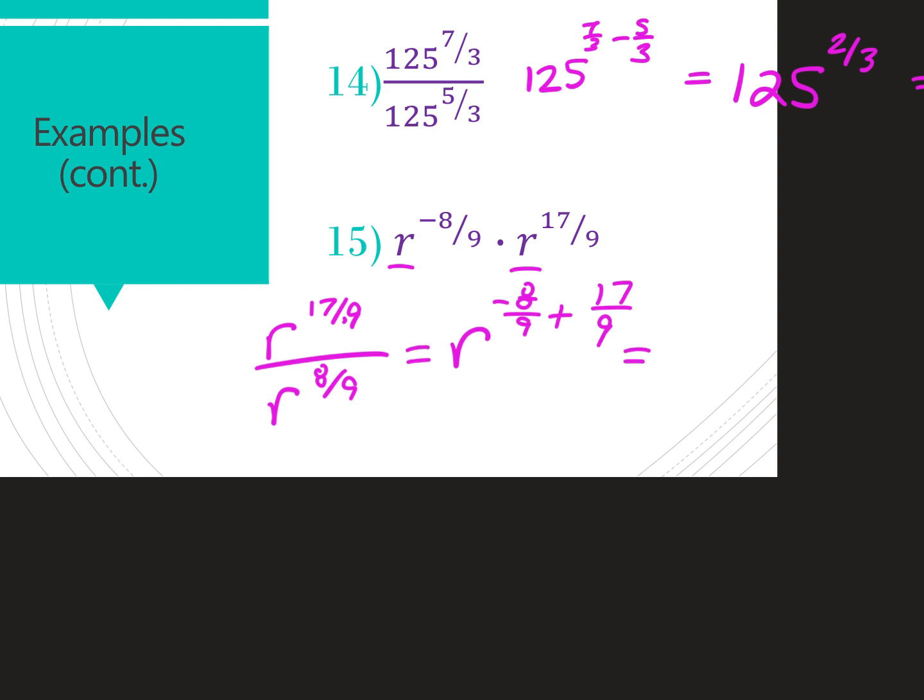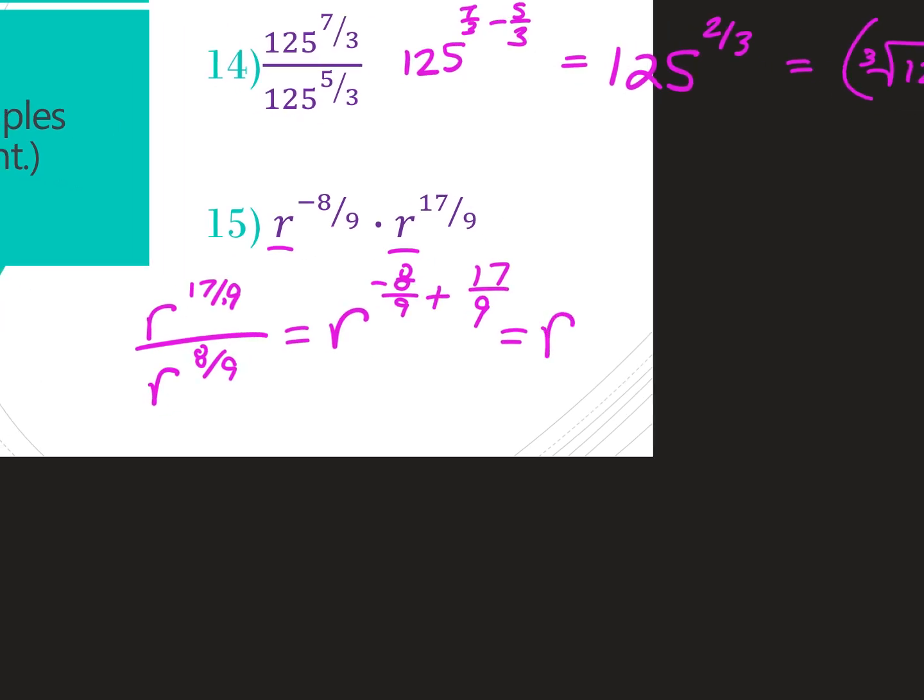When I do this subtraction or addition, however you want to look at it, what is negative 8 and a positive 17? So 9 over 9. Well, what does that equal? This is just r to the first power. So would that just be r? Yeah, you just leave it as r. Perfect.